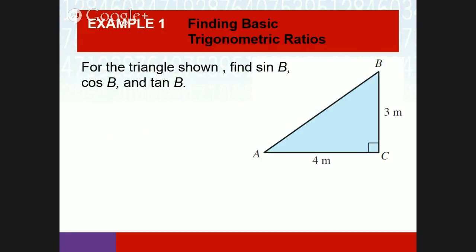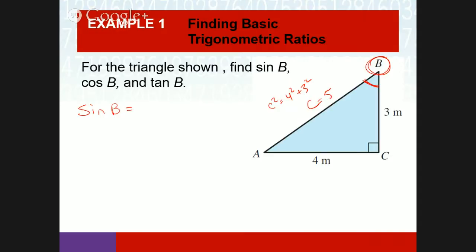So here is an example of how you're going to apply this in the beginning. For the triangle shown, find sine of B. So we're looking at this angle here. First we need to find C, the hypotenuse. C squared is A squared plus B squared, which is 16 plus 9. So C is 5. This turns out to be a 3, 4, 5 triangle. It's a common triangle in trig, but you can always apply the Pythagorean theorem and find C.